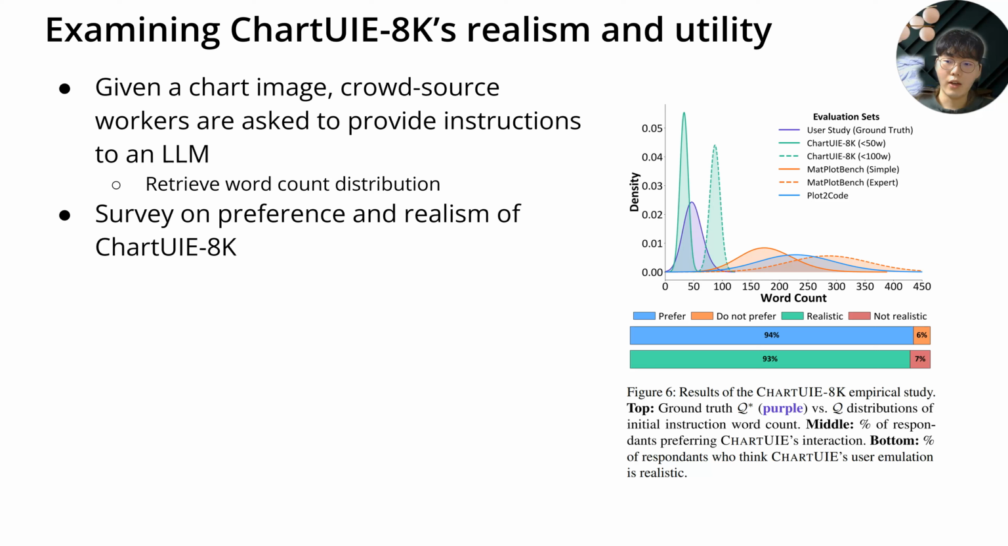Finally, we empirically validate whether our Chart UIE is both realistic and useful. First, we gathered ground truth data by asking day-to-day LLM users to provide chart generation instructions. The word count distribution of real user instructions is shown in purple in figure 6. As you can see, compared to existing instruction datasets, Chart UIE's distribution is significantly closer to this ground truth distribution.